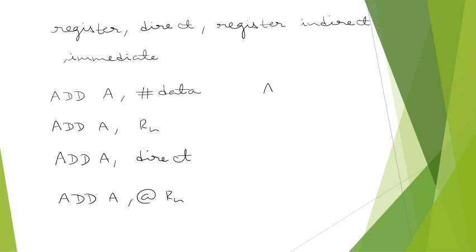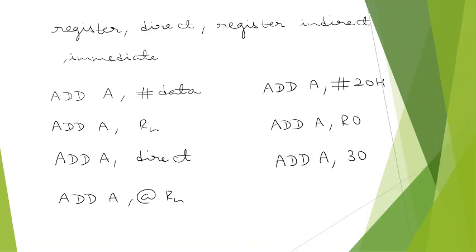So the example is ADD A, #20H. So 20H will be added to the accumulator content, and the result will be stored in the accumulator. Then we have ADD A, R0. The content of the R0 register will be added to the accumulator, and the result will be stored in the accumulator. Then we have ADD A, 30H. The memory location 30H will be accessed, and the data in it will be added to the accumulator content, and the result will be stored in the accumulator.